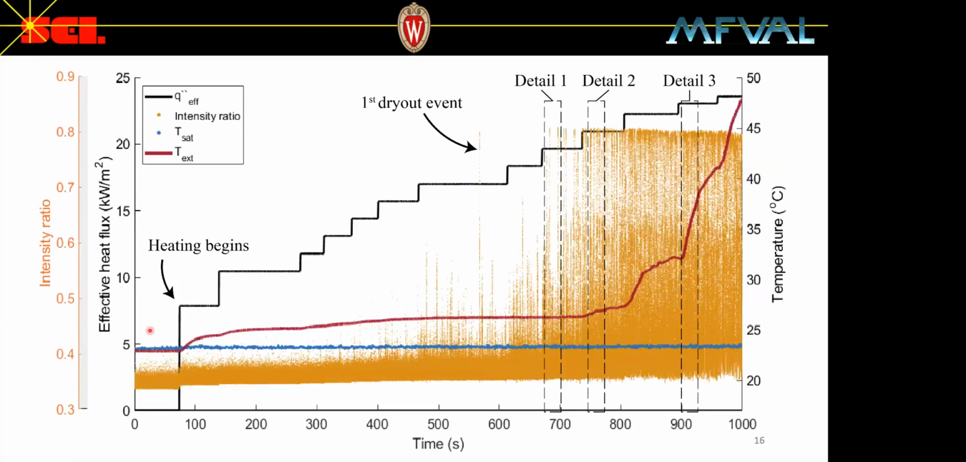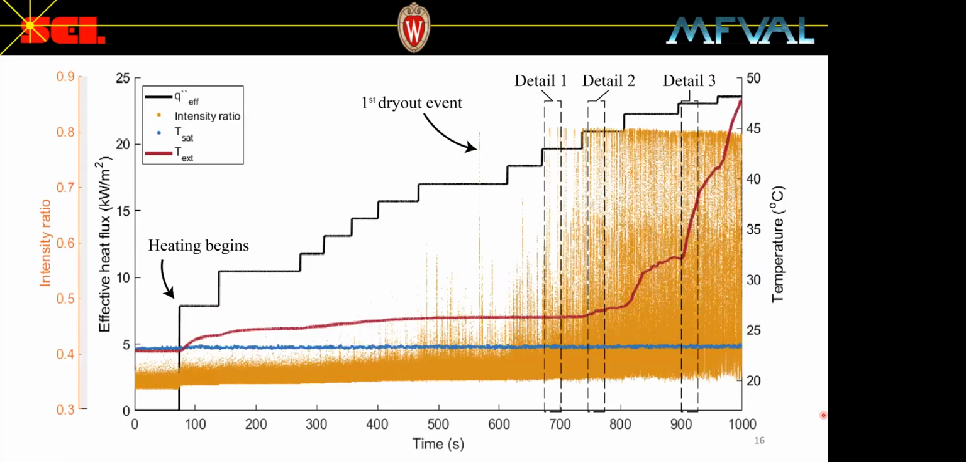The black line here indicates the effective heat flux. The red line indicates the outer wall temperature, so the exterior wall of the test section. The blue line indicates the saturation temperature. And the orange data here is the intensity ratio that we looked at earlier. The spikes, again, indicate dryout has occurred. Prior to collecting data, the flow loop is allowed to reach a steady state condition without any heat input into the test section.